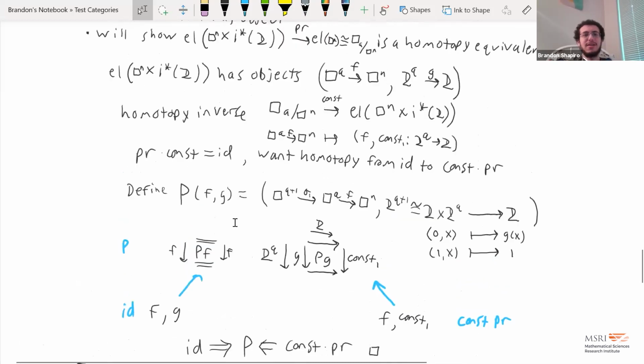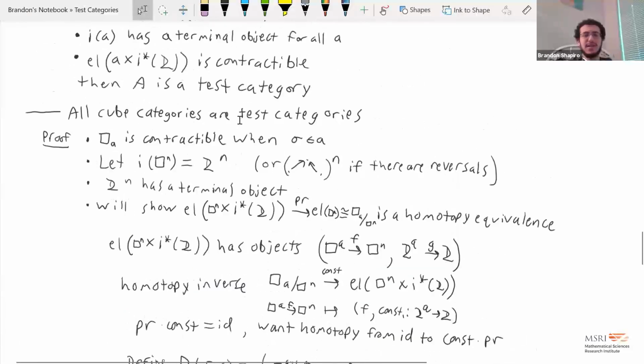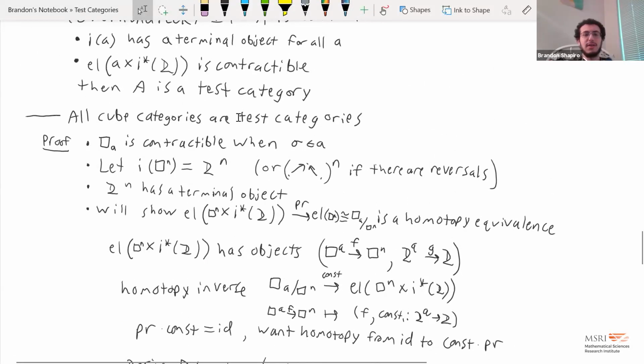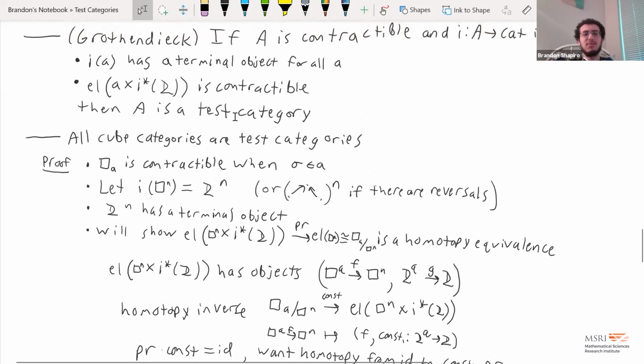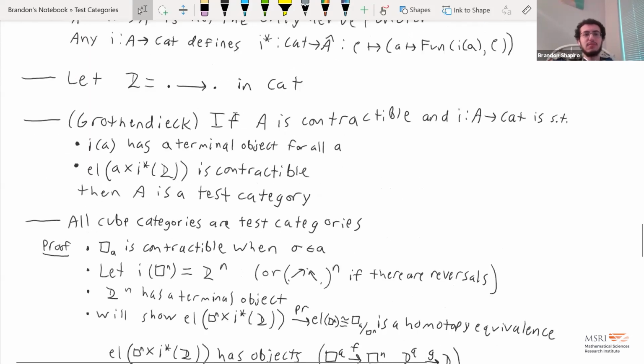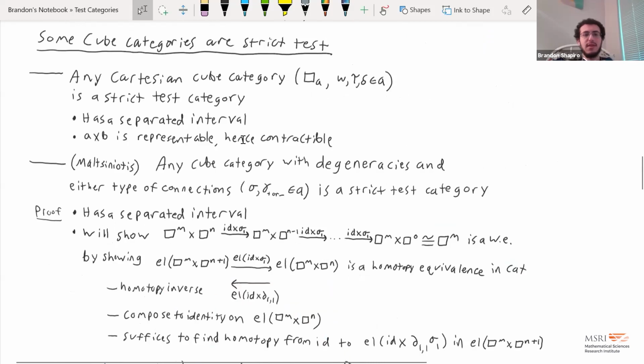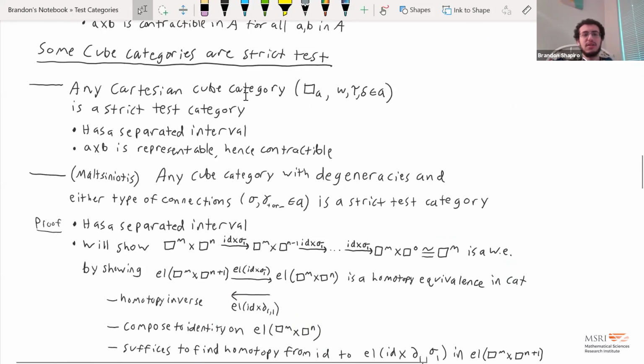And the conclusion here is that all cube categories are test categories. So all of them are, except with degeneracies, which I apologize for not writing in. All of these are capable of modeling spaces and therefore infinity groupoids. But if you want the model to be particularly nice, then you'll want to use either a cube category with Cartesian products or with degeneracies and connections, or a connection. And I think I'll stop there.